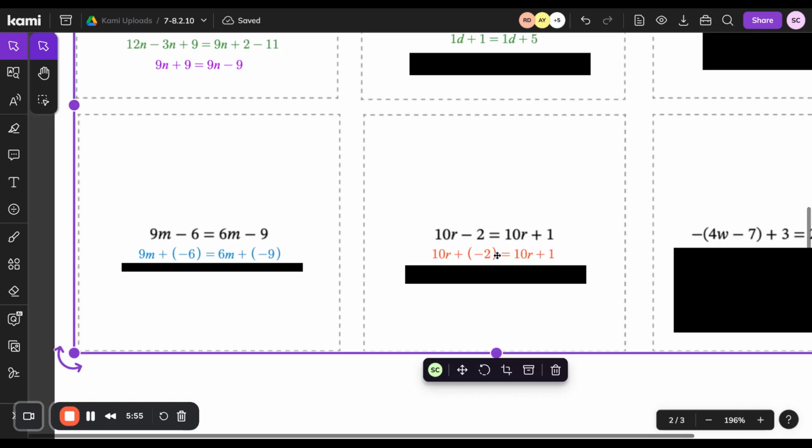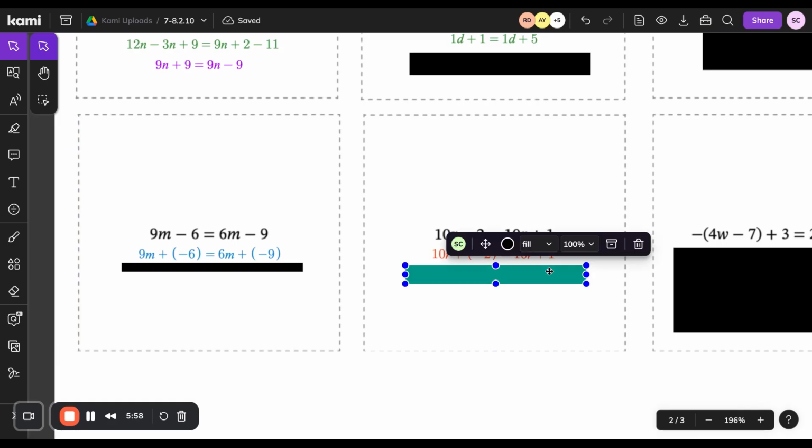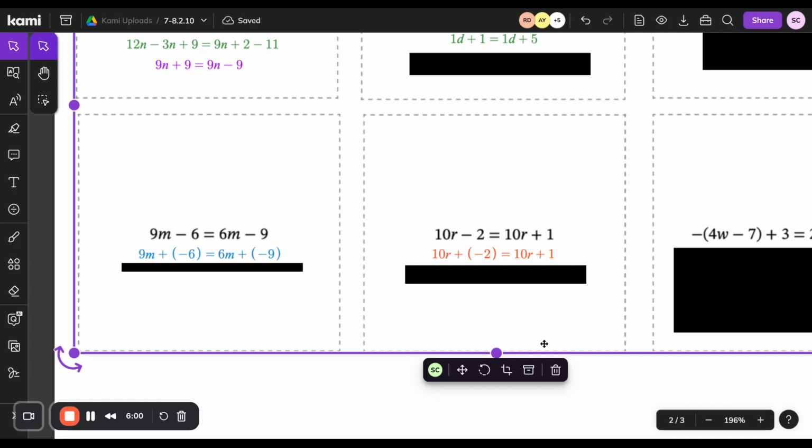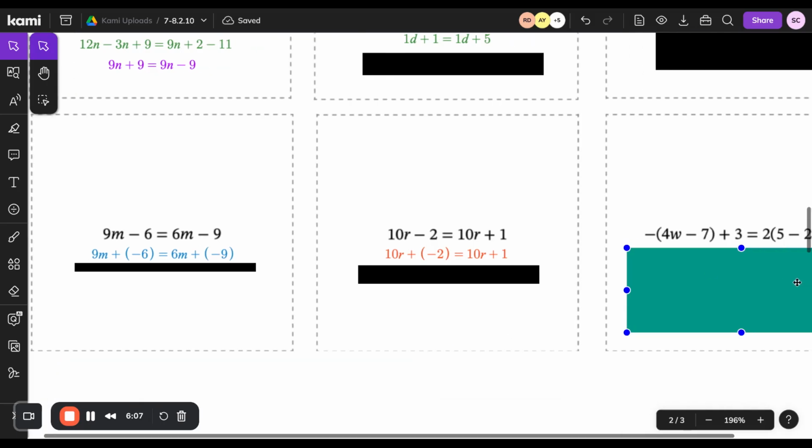For the next one, we've got 10r plus negative 2 and 10r plus 1. Identifying, are your linear terms the same? Are your constant terms the same? Figuring out for this one if this is going to be infinitely many solutions or no solution.